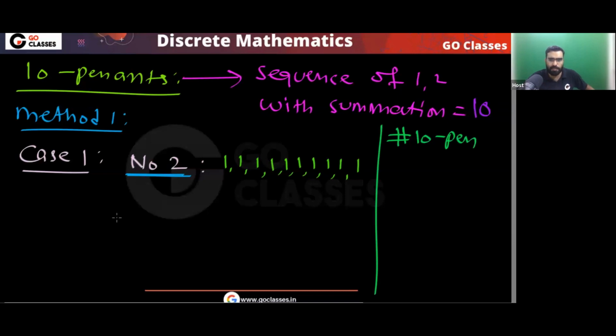In this way, how many 10 pennants can you create? Only 1. This is the only 10 pennant you can create, since you are using all the ones. Okay, in this case, what about case 2?